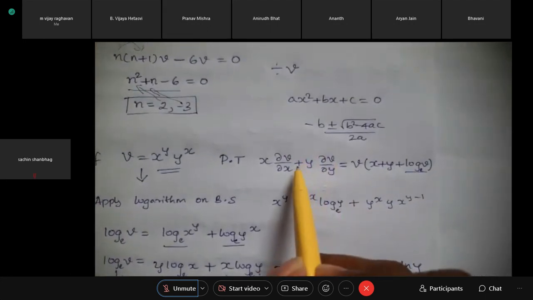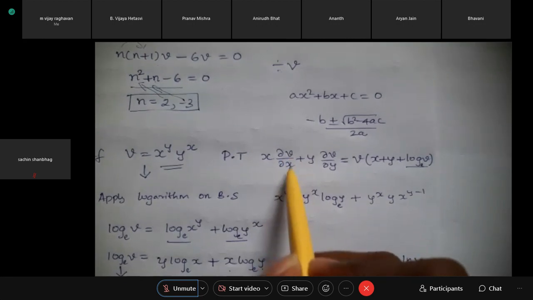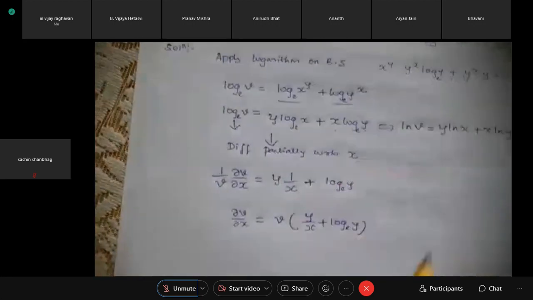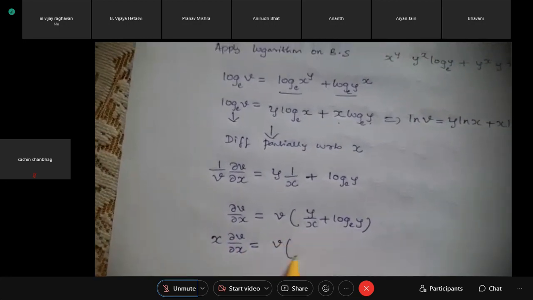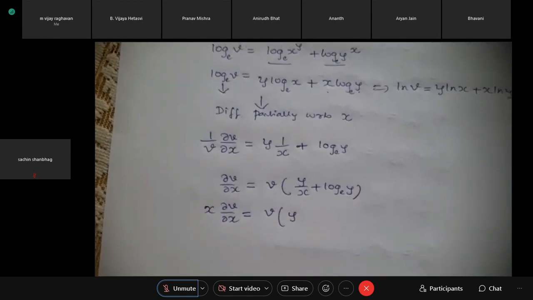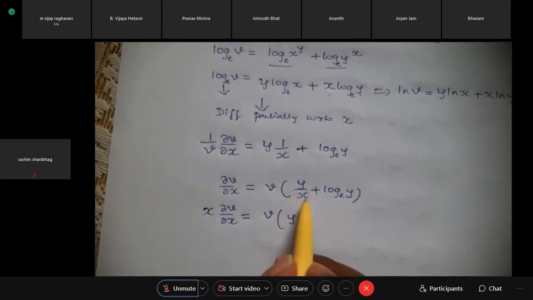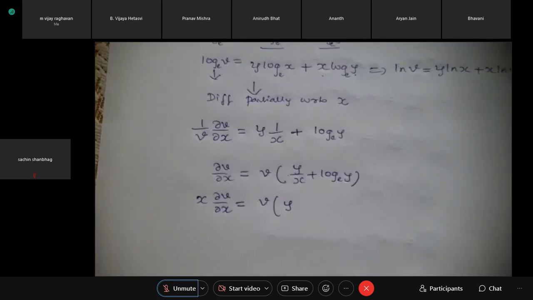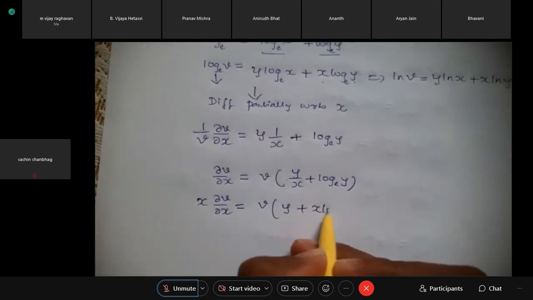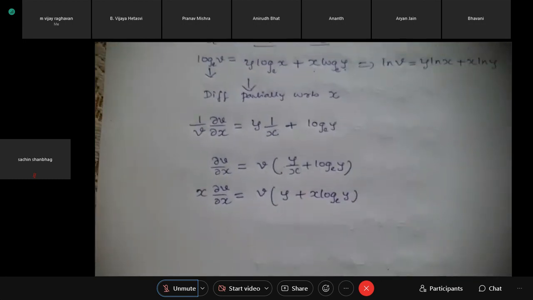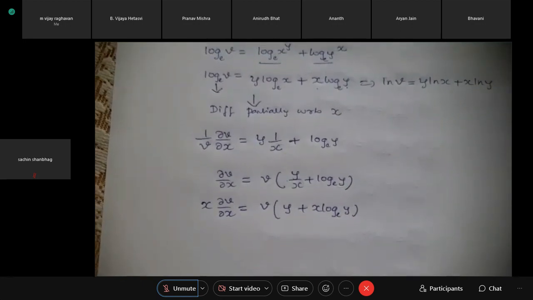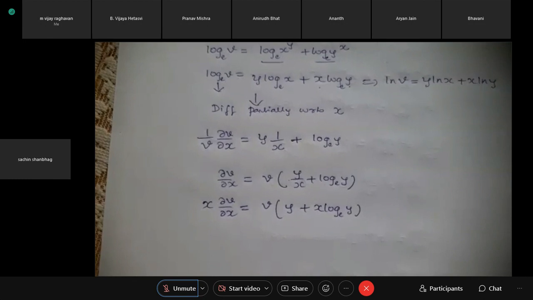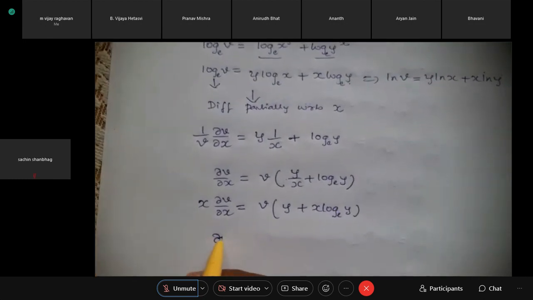Yes, sir. But I need dou v by dou x that will be multiplied with x. Since I just have dou v by dou x, I will just multiply this by x. x into dou v by dou x. What happens? v kept as it is. Will it just become y now? After multiplication of x, this x and x will get cancelled, right? When I multiply x, x log y, the next one will become. I hope it is correct. Please let me know. It's correct, sir. Yes, sir.